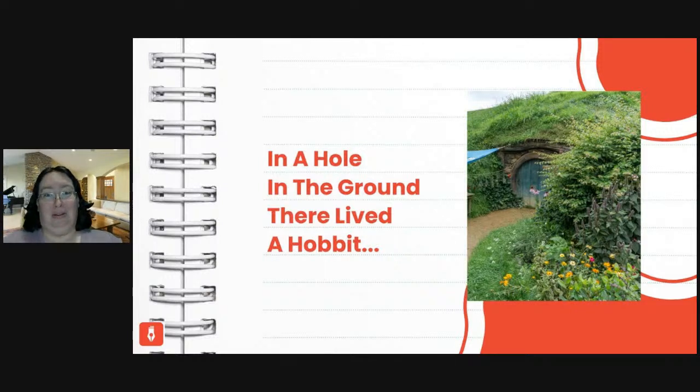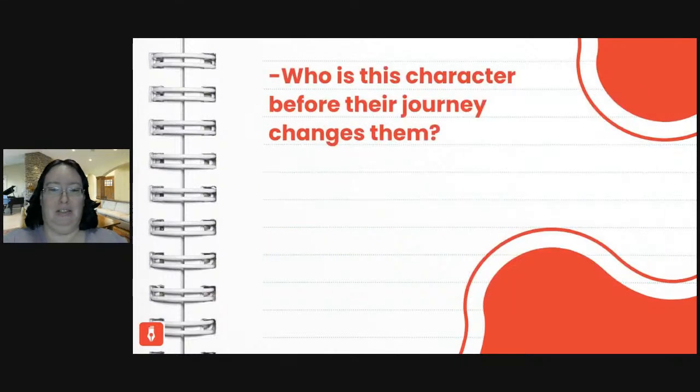What are we learning about the character and their world and what's at stake? What are they giving up to go on this journey? This is what we are looking for in that opening of a story. Who is the character before their journey changes them? Frodo Baggins is a young, naive, carefree hobbit, versus, in The Hobbit, the book, Bilbo is stubborn, stuck in his ways, but he has a hint of wanting adventure.